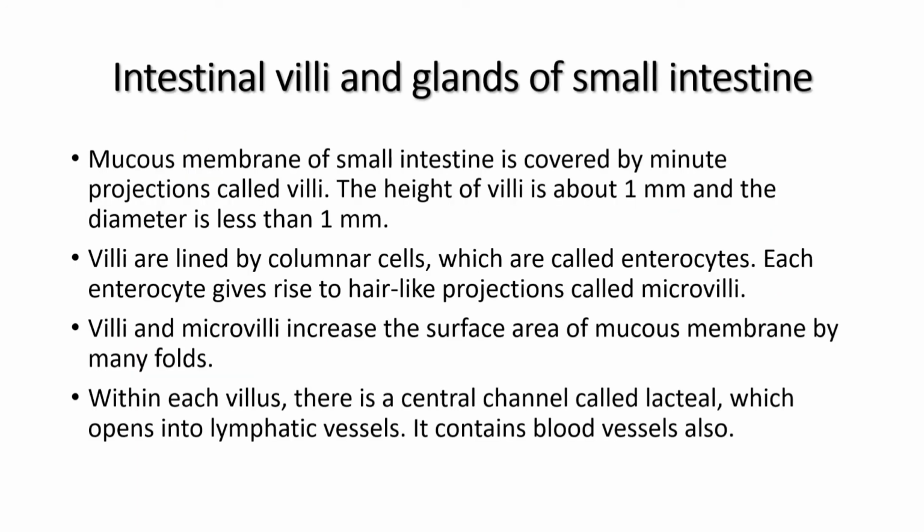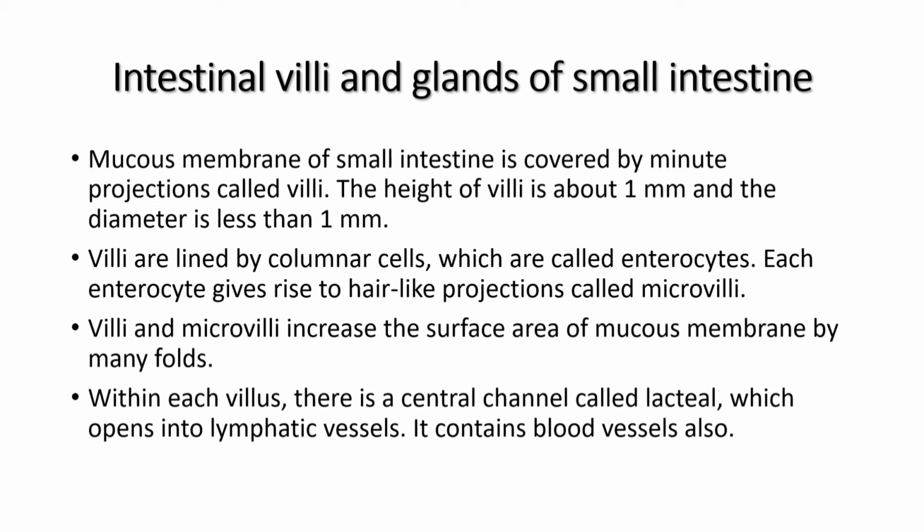Intestinal villi and glands of small intestine. Mucous membrane of small intestine is covered by minute projections called villi. The height of villi is about 1 millimeter and the diameter is less than 1 millimeter. Villi are lined by columnar cells, which are called enterocytes. Each enterocyte gives rise to hair-like projections called microvilli.